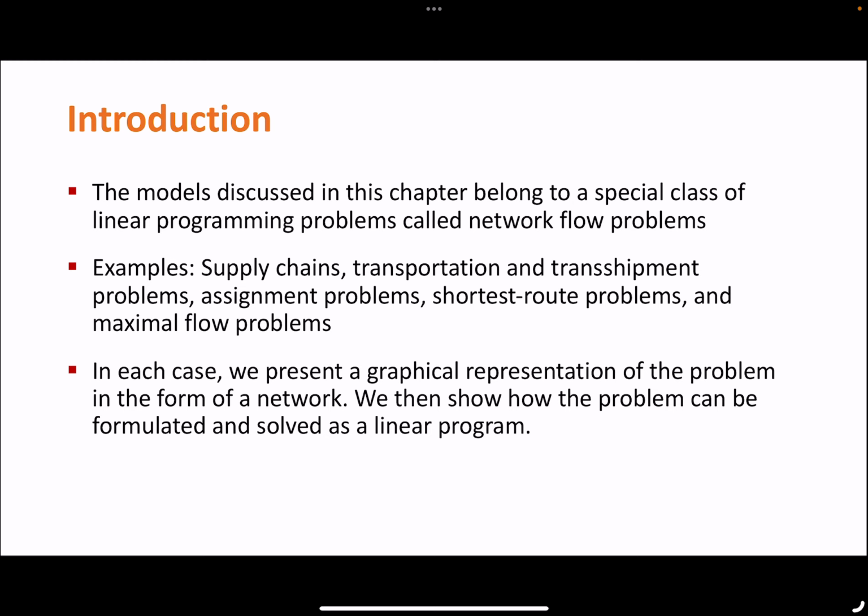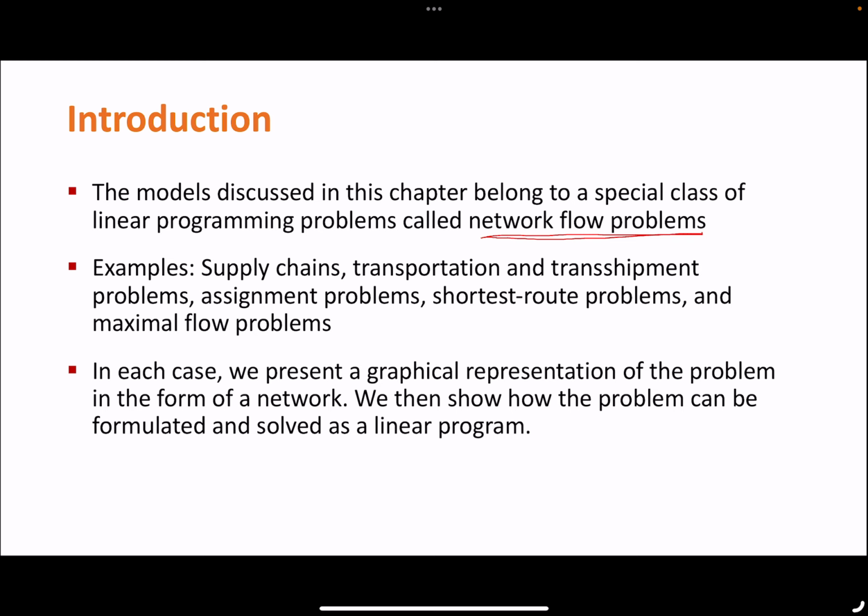Okay, so first, let's start off with the introduction of this chapter. The distribution and network models are a special type of linear programming model. This particular model is what we call a network flow problem. There are various situations that use the network flow problem.